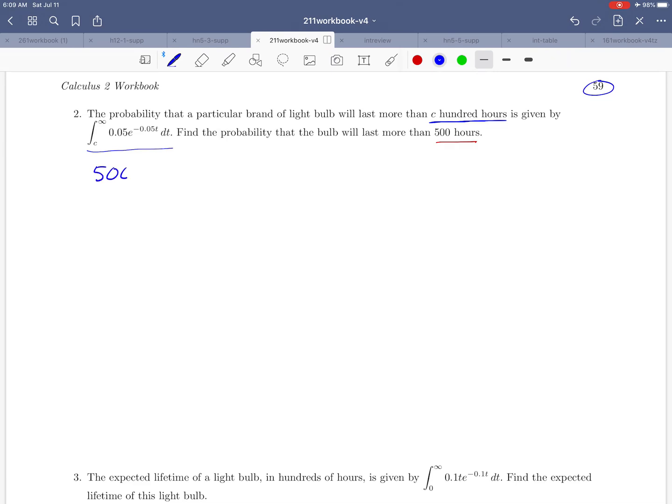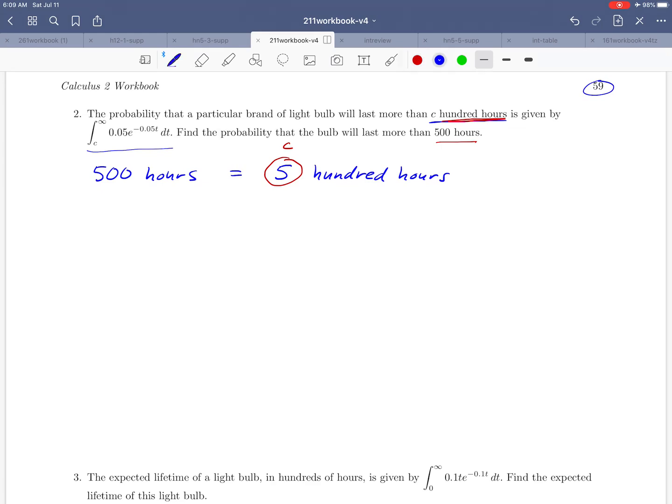All right, so I want to write down in words that time period. 500 hours you can also write out like this, using the units of c that they gave us: 5 hundred hours. So the value of c is actually 5. The 100 hours are already attached as part of the units of c in the problem. So in a nutshell, we need to use the value of 5 for our c in order to get the right number out of this.